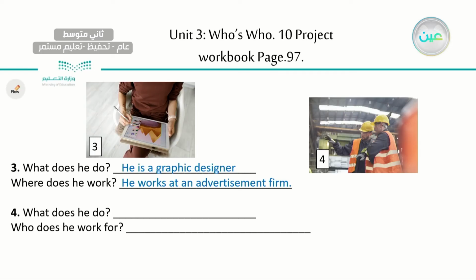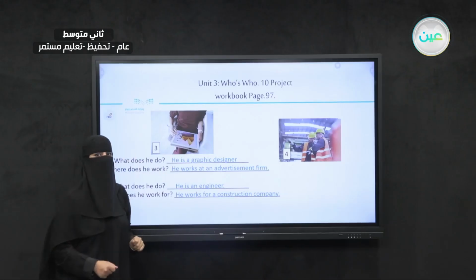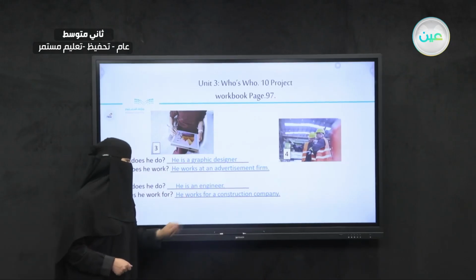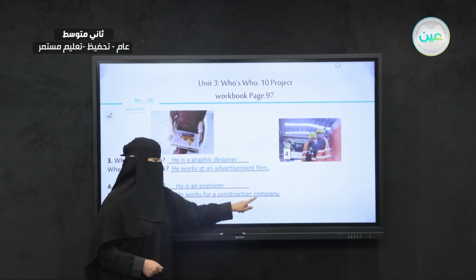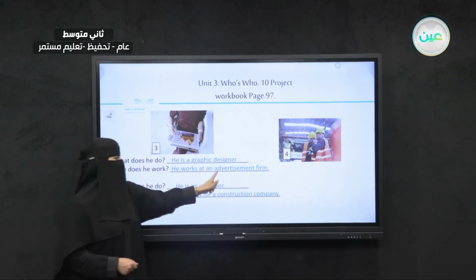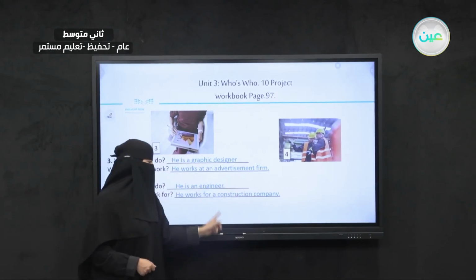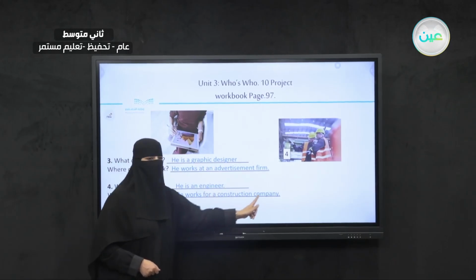Let's take a look at the last picture here. What do you see in the picture? What are the tools? Where is this person? Let's take a look. What is the question? What does he do? And who does he work for? He is an engineer. Can you see the helmet on his head? He is an engineer. He works for a construction company. A construction company. So the graphic designer is working for an advertisement firm. But how about the engineers? Construction company.